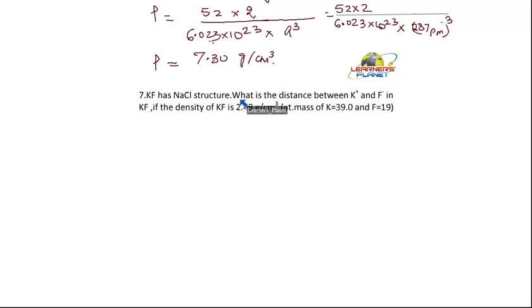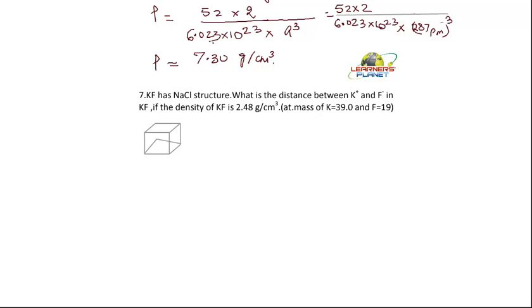KF has NaCl structure. What is the distance between K plus and F minus in KF if the density of KF is 2.48? Now what is asked? KF has NaCl structure means what can you conclude? That it is a face-centered cubic lattice.